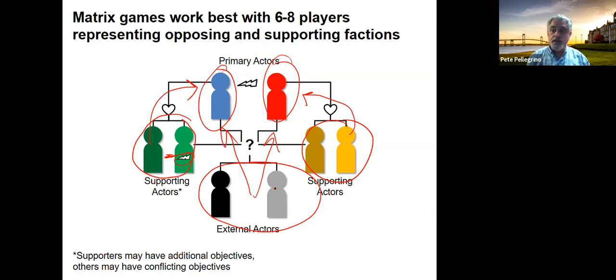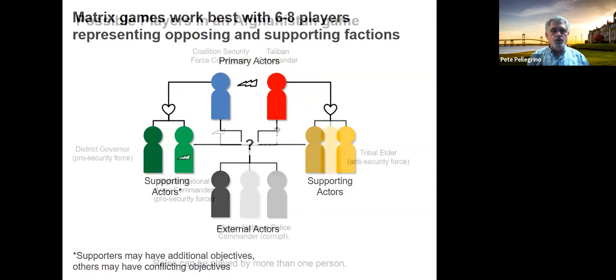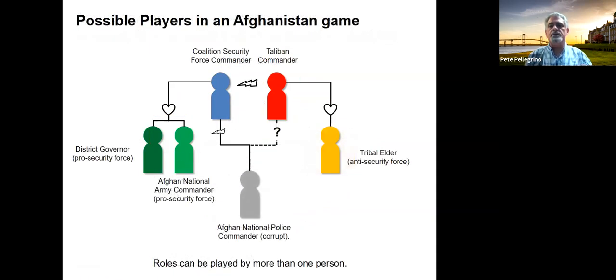Some of the objectives may be aligned and supportive. Some may be at cross purposes and antagonistic. We'll look at that here in a bit more. So here's an example that Tom Moat put together for an Afghan game where he was looking at post-conflict stability in Afghanistan. His primary combatants, so to speak, were the coalition security force commander and the Taliban commander. So this is your primary friction between these two guys, right?